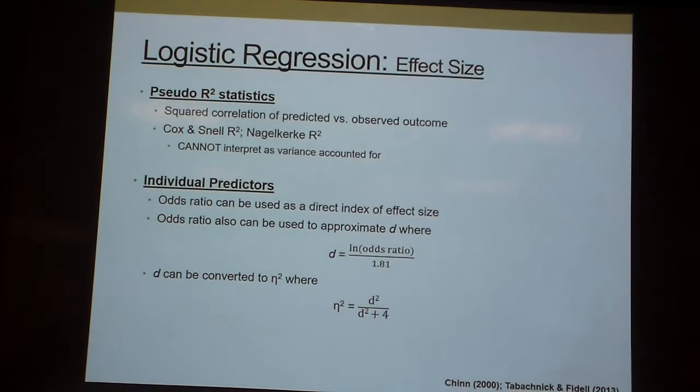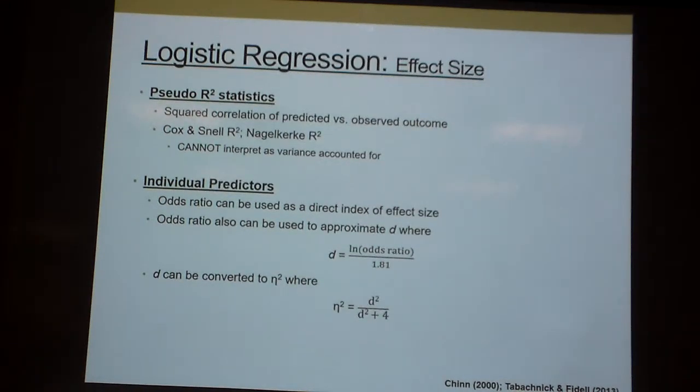Okay. Think about some effect size. We have a couple different things that we can go through and do in our logistic models. You'll see pseudo R-squared statistics. These aren't true R-squared statistics. You can't interpret these as the proportion of variability in your outcome that's attributable to the model.